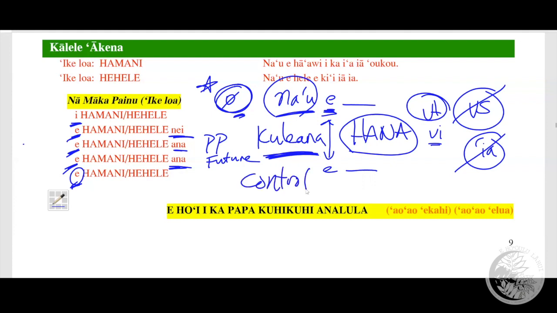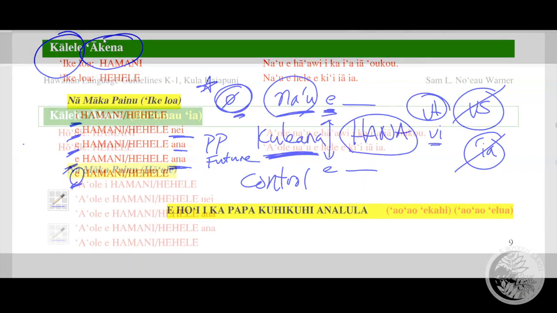And that's why you cannot say, you know, na'u e ma'i, it is I who will be sick. Sickness is not an action. And that's the Kālele ʻākena. Again, just to break it down, Kālele, to stress any kind of agency. Okay. So let's look at the negatives also.